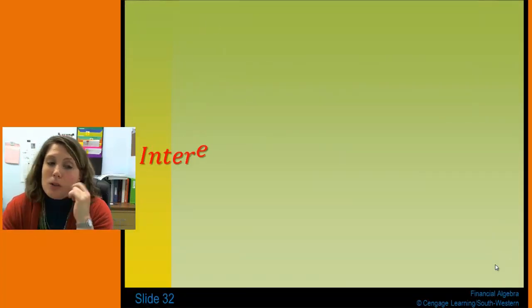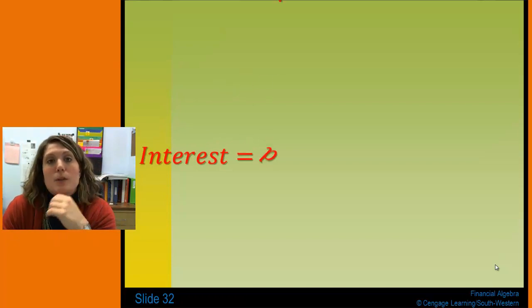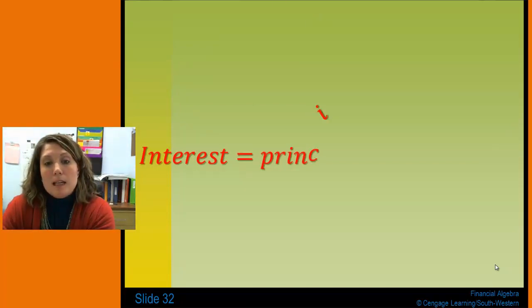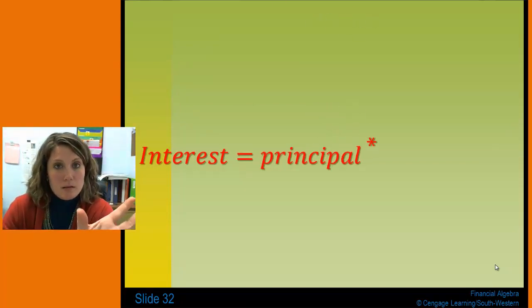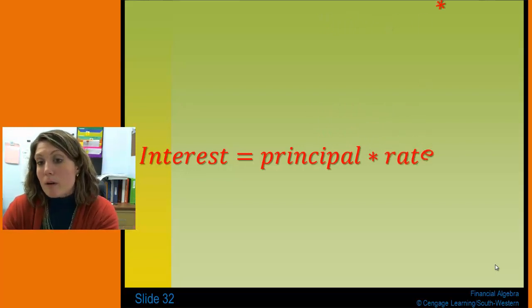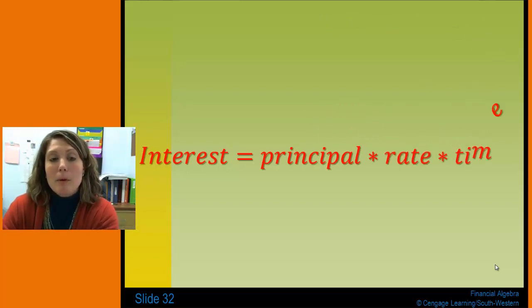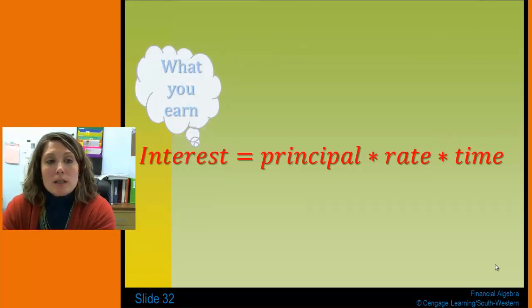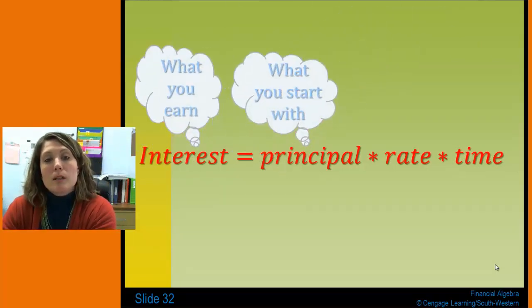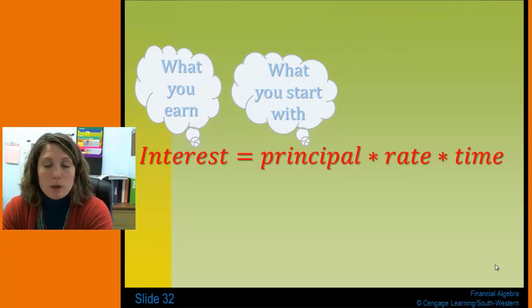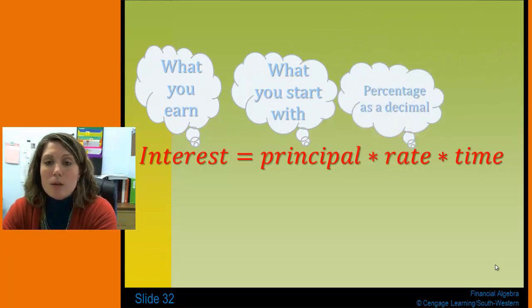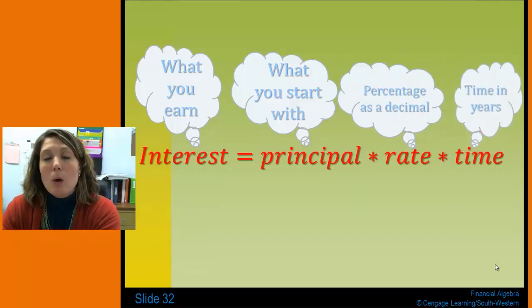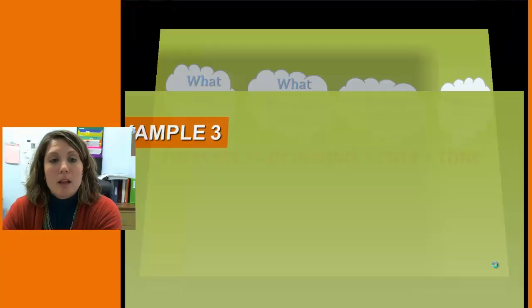So we're going to get into your simple interest formula. You did this in 9th grade. Whether you remember or not, this isn't a problem. All of these problems are 9th grade, basically. So interest, this is what you earn. Principal is what you start with or what you put into the bank. The rate is the percentage, but you have to convert it to a decimal. And then the time is always in years.